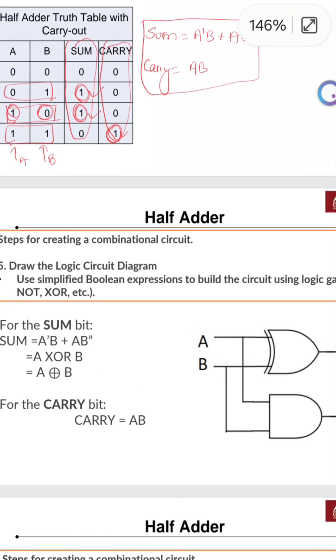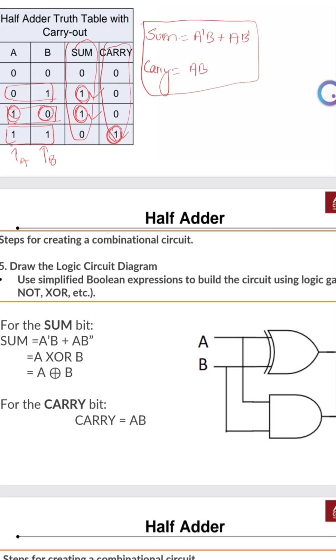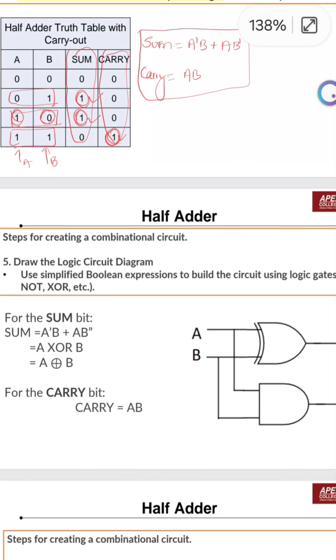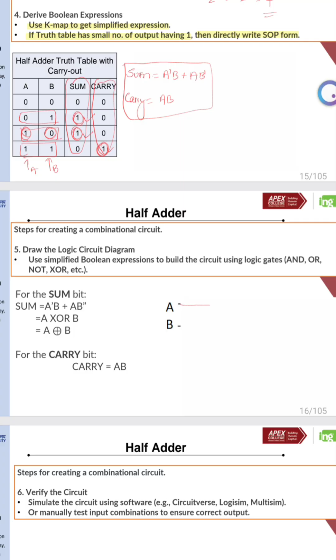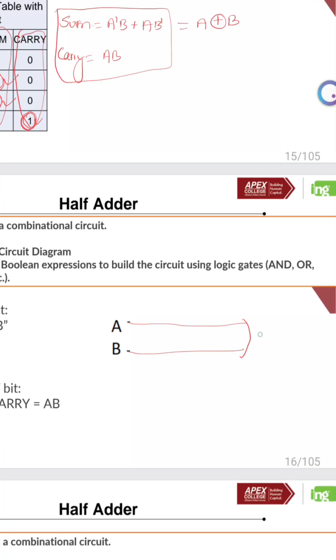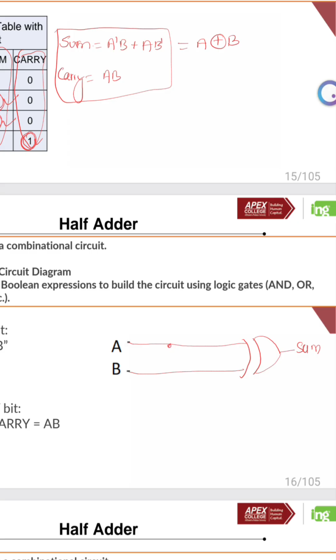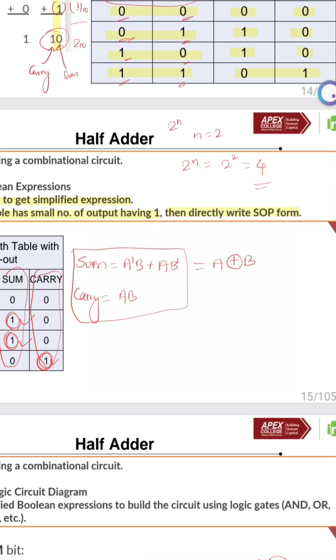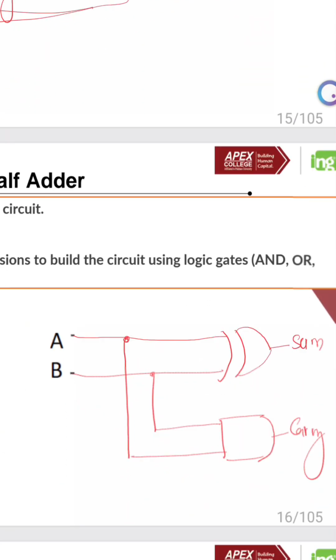In step 5, from the Boolean expression derived in the previous step, we need to draw a circuit diagram. It is also known as a logic circuit diagram. For that, we need to take two inputs A and B, and we have to generate two outputs, sum and carry. First of all, let's calculate the sum. The sum is written as A complement B plus A B complement, which can also be written as A XOR B. So we can directly make an XOR gate, exclusive OR gate, and its output is going to be our sum. Similarly, the carry is going to be A and B, as we can see in the equation of carry. The sum is going to be A XOR B, and carry is going to be AB.